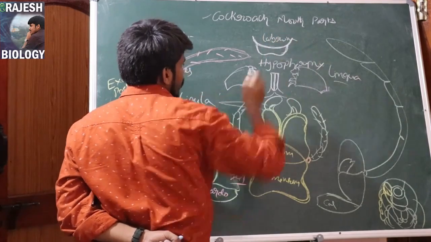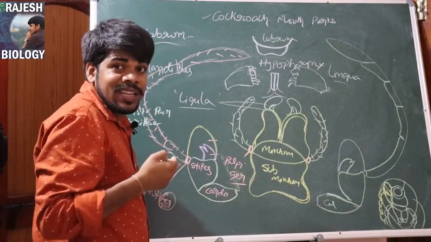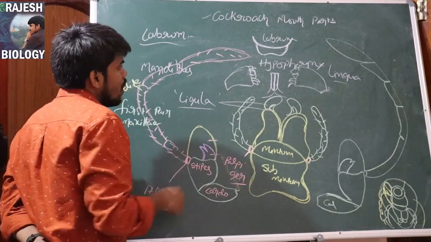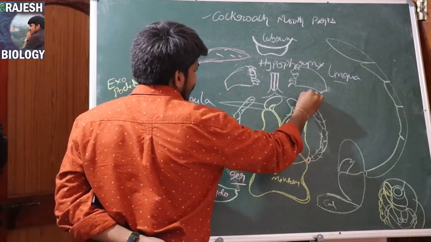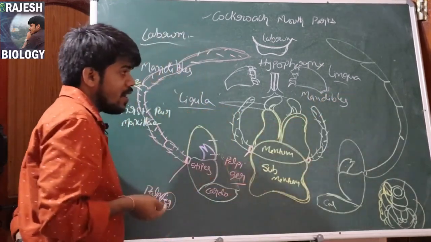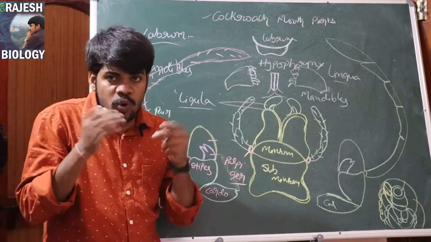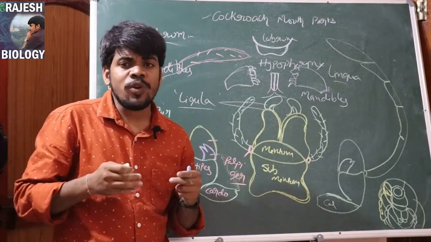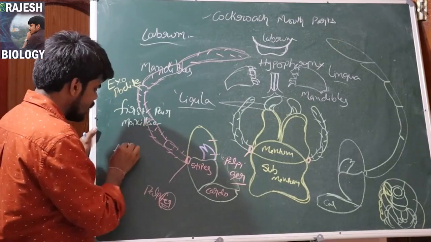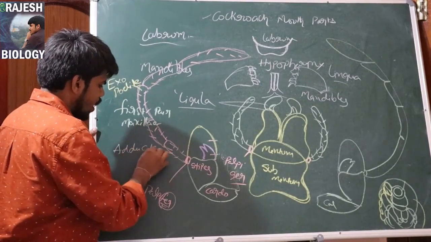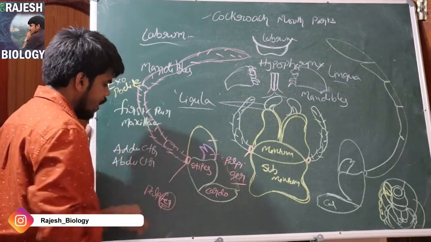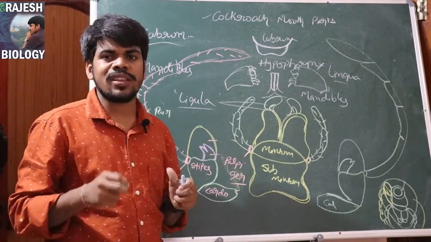First, it is called what? Labrum, the upper lip. Its inner wall has gustatory sensilla, so it can taste the food. And these two are mandibles. Mandibles move and masticate the food with the help of two muscles, the adductor and abductor muscles.